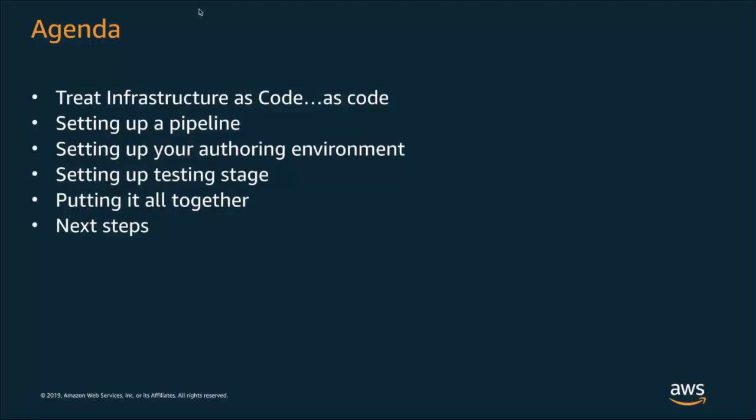Our agenda looks as follows. We will first talk about how we treat template code as code. If we're going to call it infrastructure as code, we might as well do that. And what does it involve treating CloudFormation code or CloudFormation templates as code? We'll talk about setting up a CI/CD pipeline, setting up your authoring environment in a way that makes it as productive as possible for you to develop and troubleshoot either new or existing CloudFormation code.